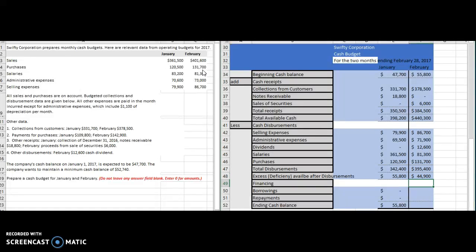After you subtract that 395 from the 440, we get a total of $44,900 of excess. Now, at this point, we go to the financing. We have a total right now of $44,900. The company wants to maintain a minimum cash balance of $52,740, so we need to get this $44,900 to that point. The difference between those is $7,840, so they're going to borrow that much money to maintain the balance of $52,740.